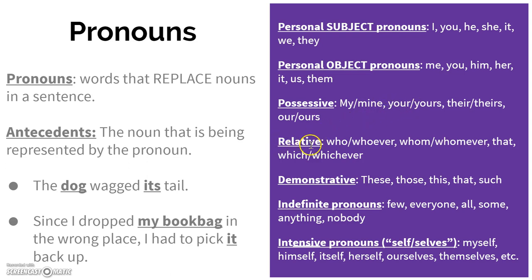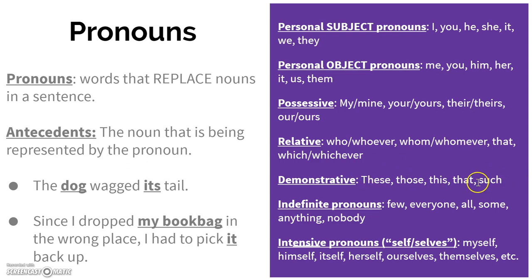The slightly harder ones to remember are relative, demonstrative, indefinite, and intensive. Relative pronouns help clarify which one. So, who, whom, that, and which are different relative pronouns, and these can be the subject of a clause or the subject of a sentence, which we can get into later. Demonstrative pronouns point out a specific one: these pieces of popcorn, those book bags, this book, that phone, or such an item.